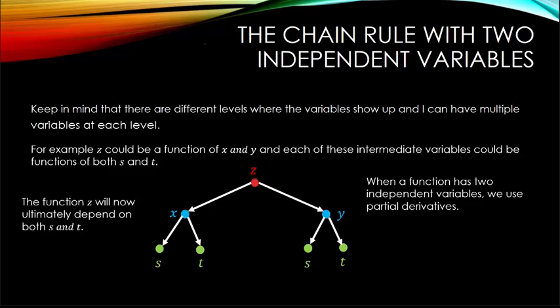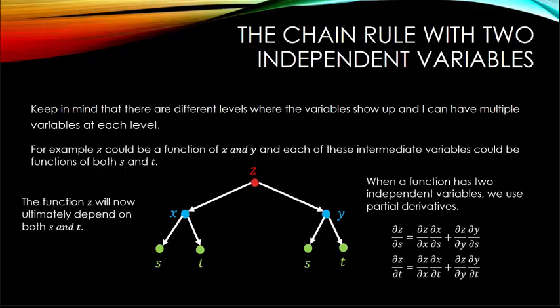When a function has two intermediate variables that each rely on two independent variables, I'm going to use partial derivatives for every term. So the partial derivative of z with respect to s will be given by the partial of z with respect to x times the partial of x with respect to s, plus the partial of z with respect to y times the partial of y with respect to s.